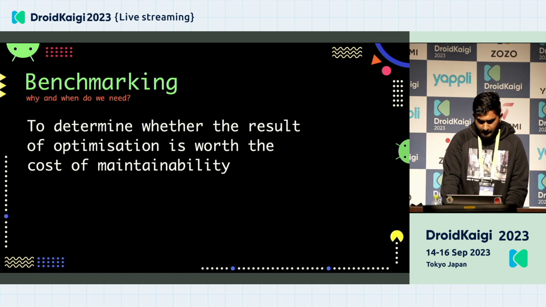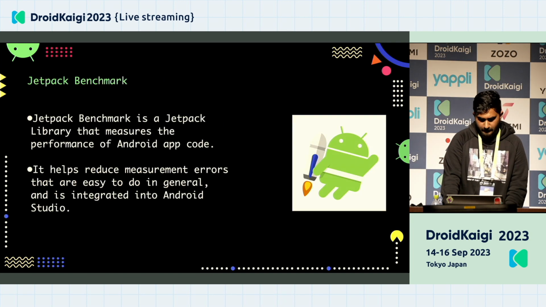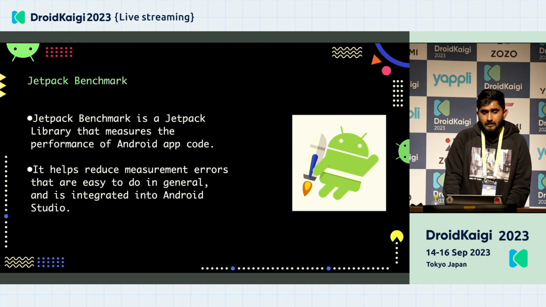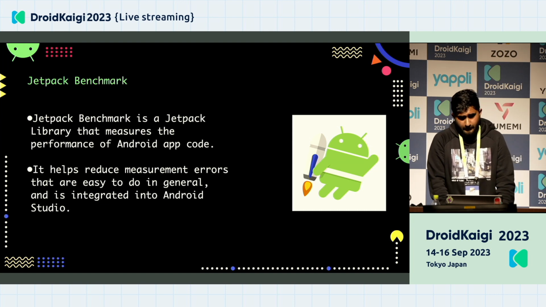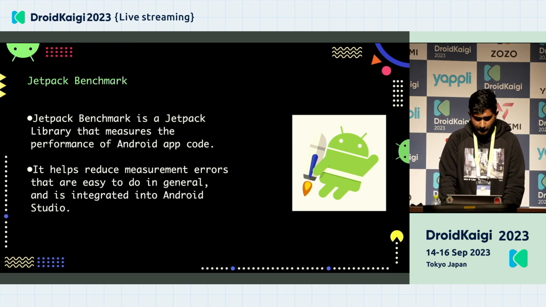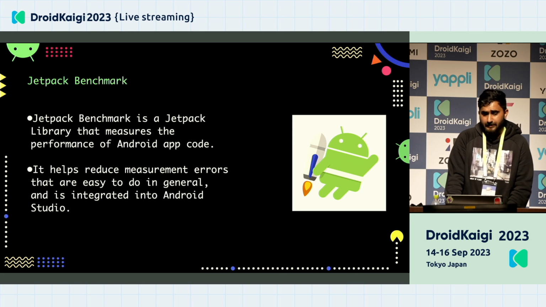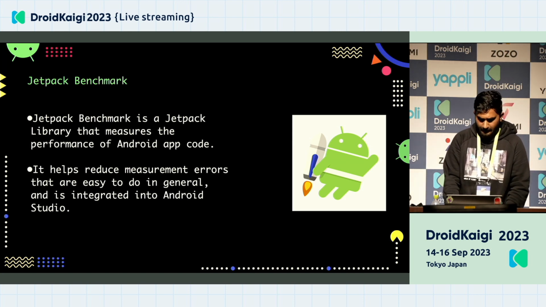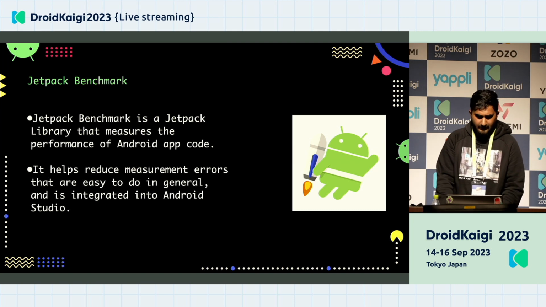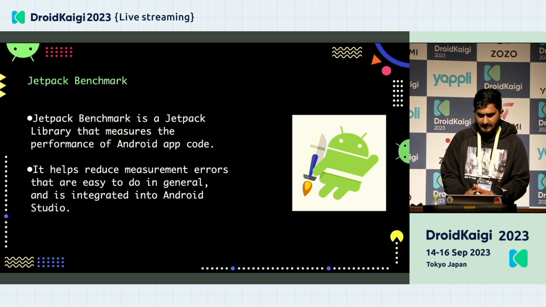So here comes Jetpack benchmark. It is a Jetpack library that measures the performance of Android app code. It helps reduce measurement errors that are easy to make in general, and is integrated into Android Studio. It is a library for benchmarking and it is designed for performance testing.